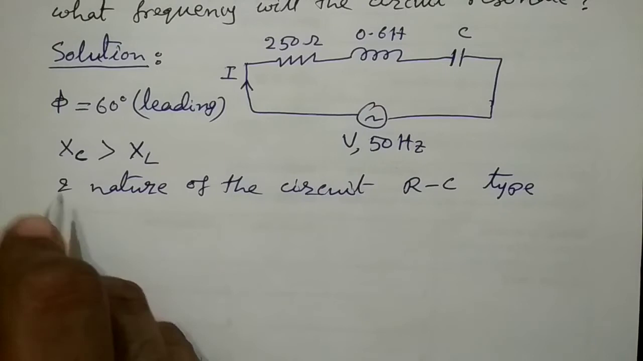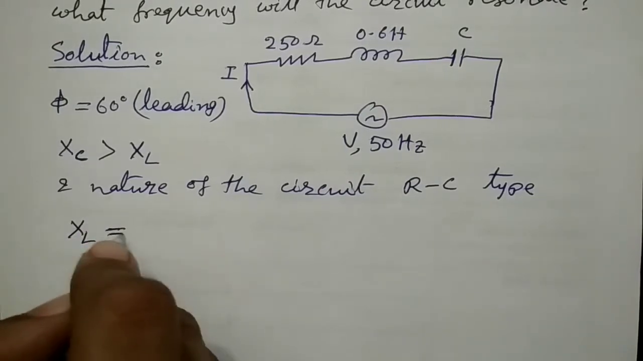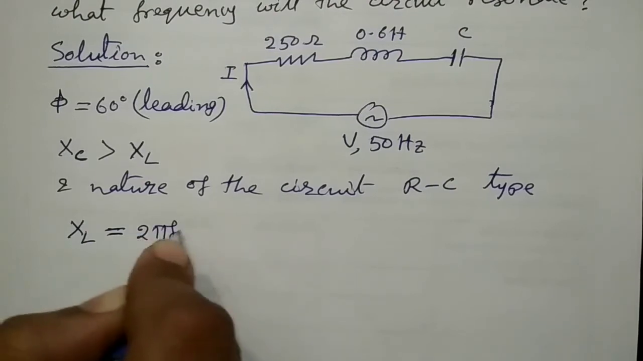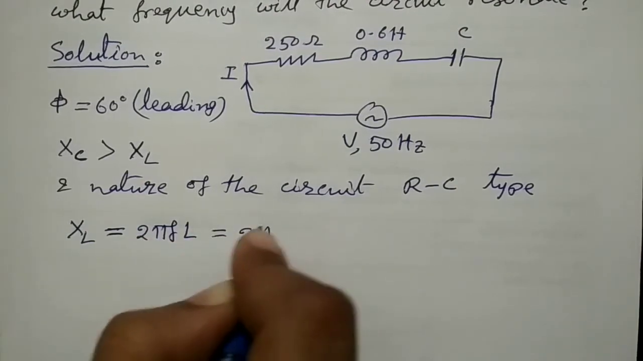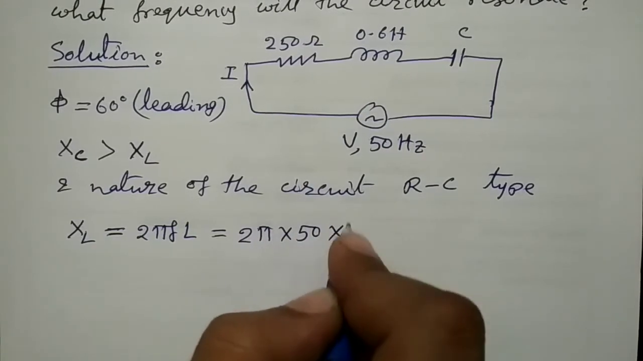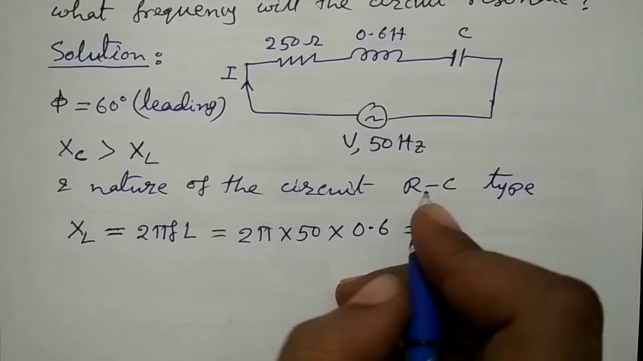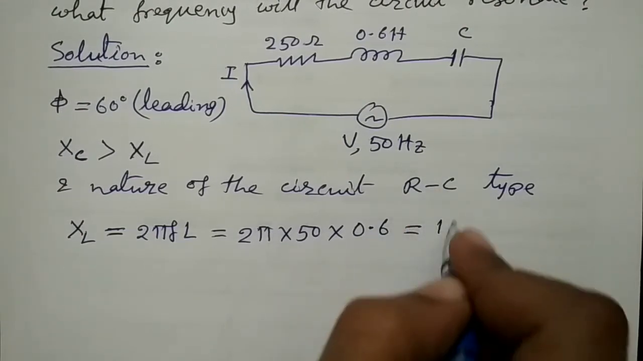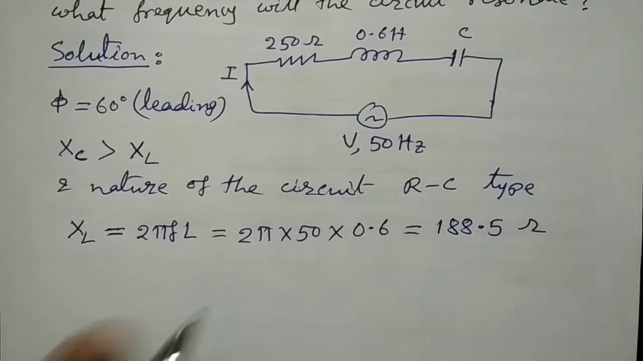So let's try to find the value of XL first. We know that XL is equal to 2 pi FL. So here it is 2 pi into F, that is 50, into L, that is 0.6. So the value of XL will be 188.5 ohms.